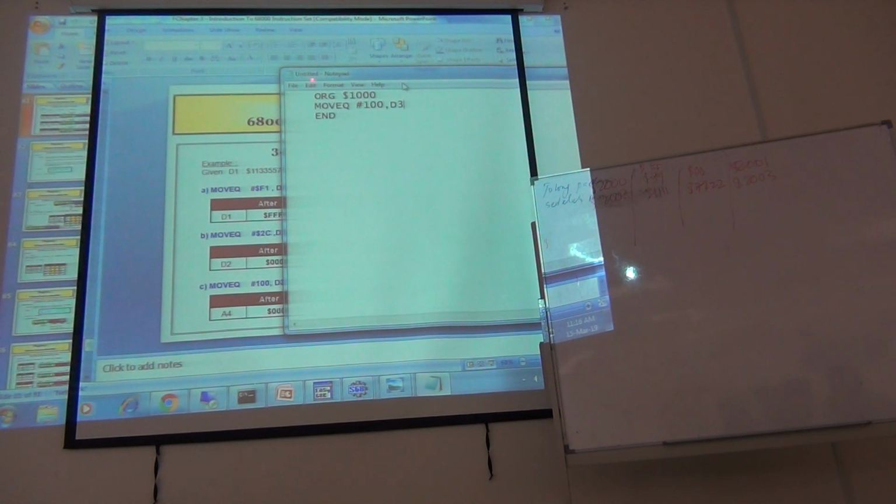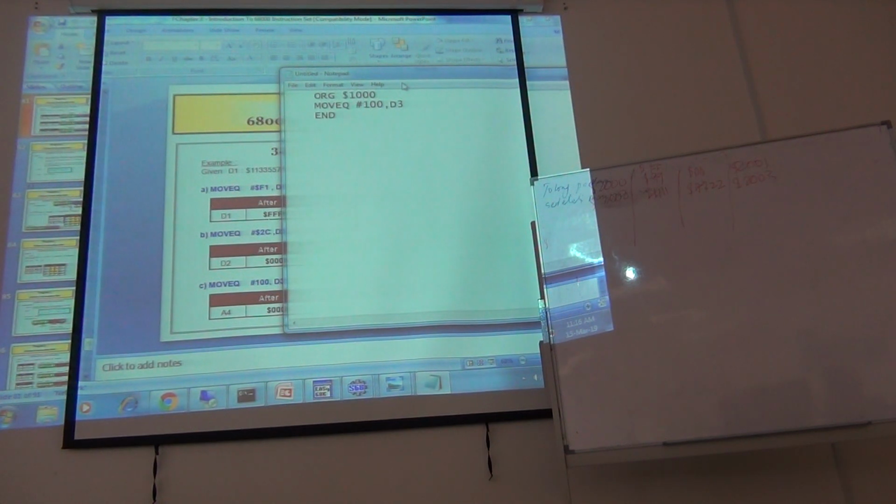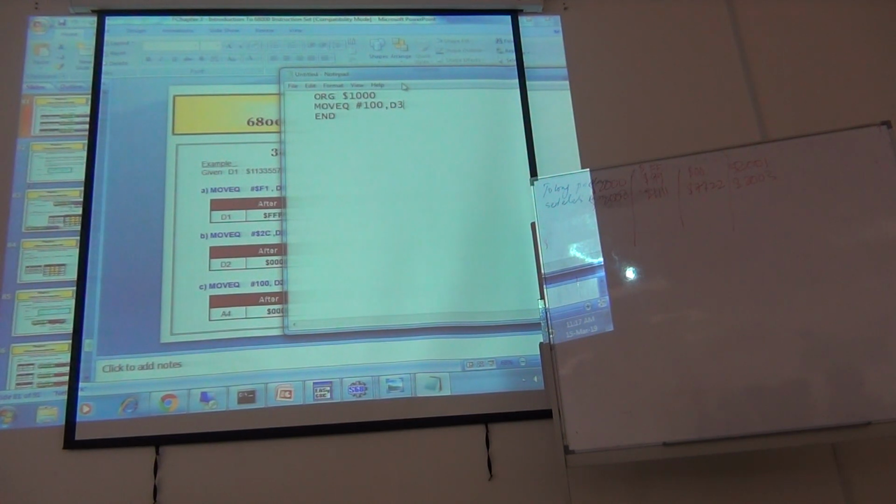This is decimal. This is not binary. When you simulate, what's the answer for D3? Decimal is our number. Binary is only 1 and 0. So what is the contents of D3? Converted to hex. 100 in decimal, not binary. So it's 64. So your D3 is 64.